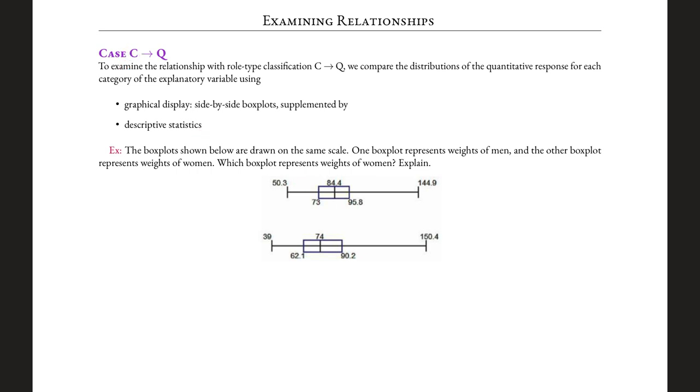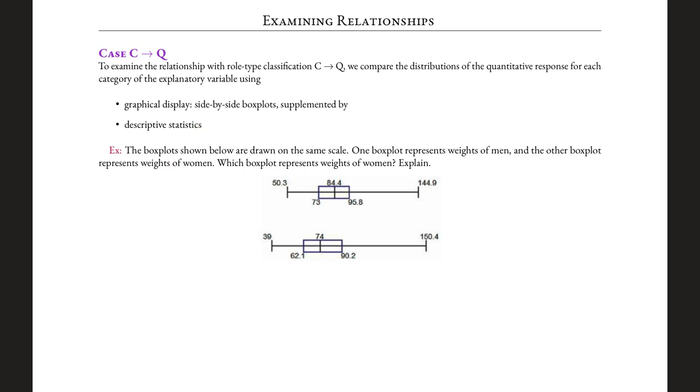The C to Q case involves two types of variable, categorical and quantitative, where the categorical variable is the explanatory variable and the quantitative variable is the response variable. If it is this case, then we would use the graphical display side-by-side box plots, and then we would supplement it with the descriptive statistics.